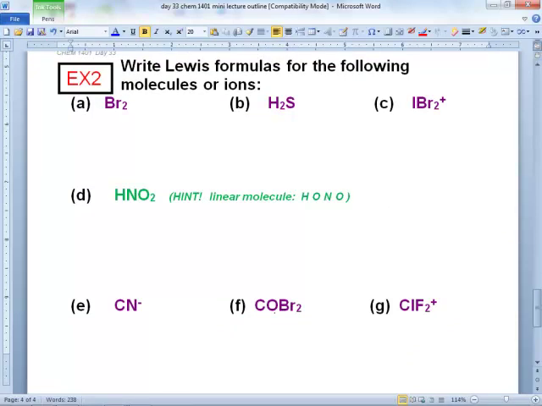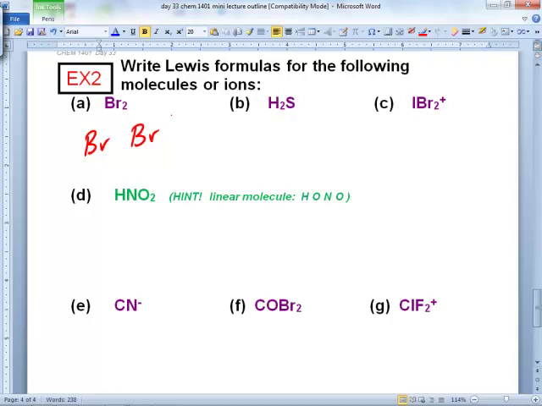Pretty much everything else, you're trying to do the octet rule. But hydrogen, he's happy with 2. Okay, so let's do a couple of these together, and then we'll have you go to the boards and pretty much teach each other this. All right? Okay, Br2. So what I'm going to do is just do the skeleton thing. In fact, we should do the skeleton thing for all these guys.